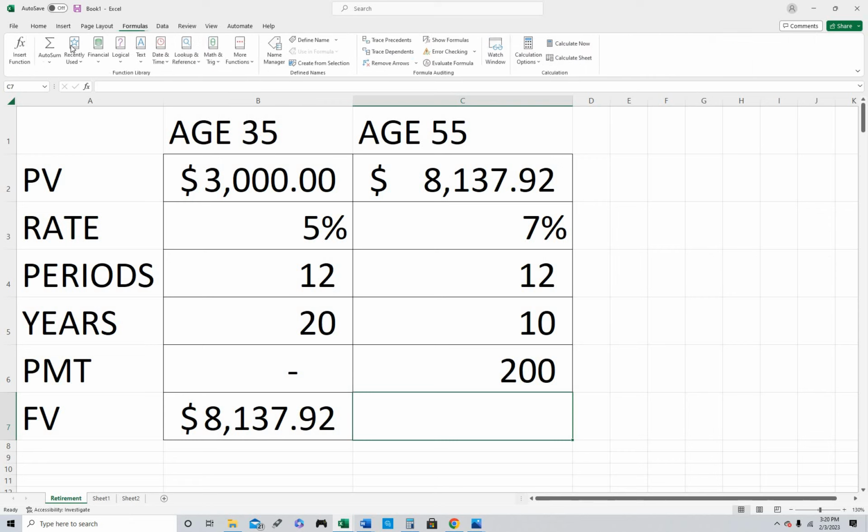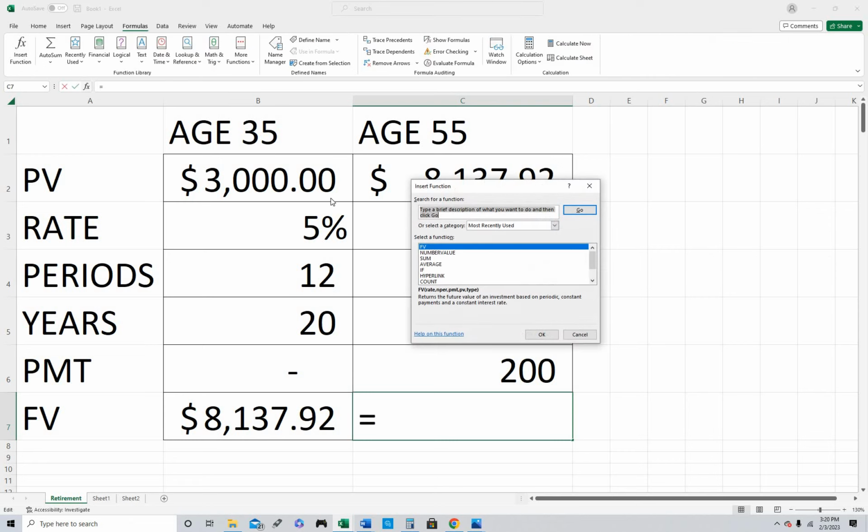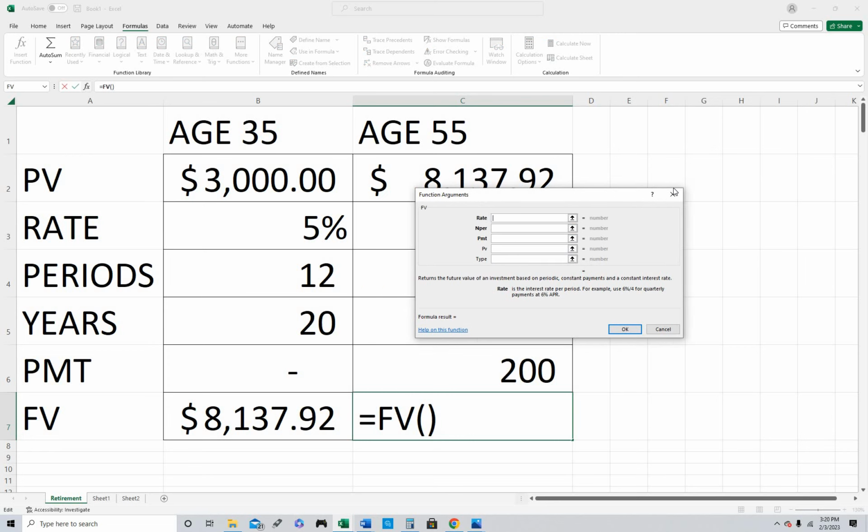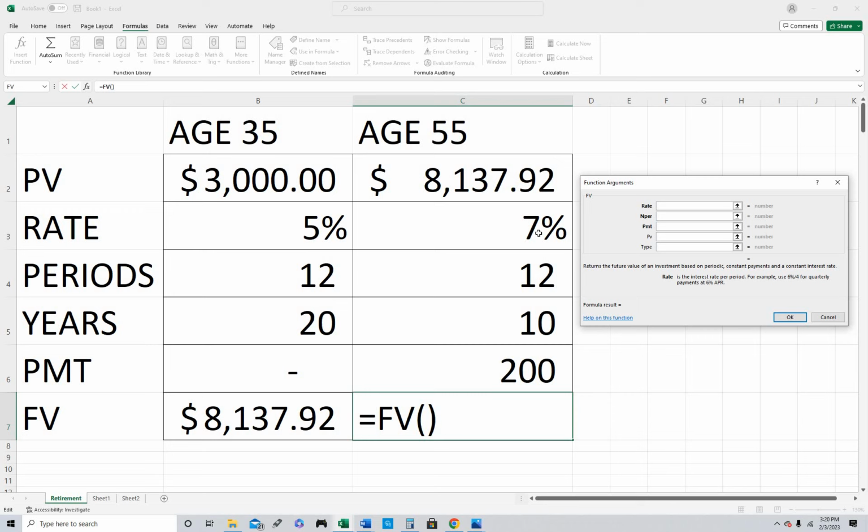Let's go back up to formulas and we're going to insert the function. Future value should be at the top. We're going to hit OK. For our rate, again, we're going to pick 7%. Divide it by our number of periods because we're compounding monthly. Now our number of periods will be this 12 multiplied by 10. And in order to do the multiplication, in case you aren't aware, you're going to hit the shift key and the number 8 on your keyboard.